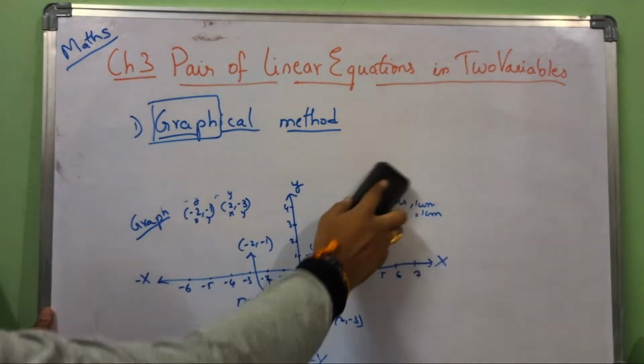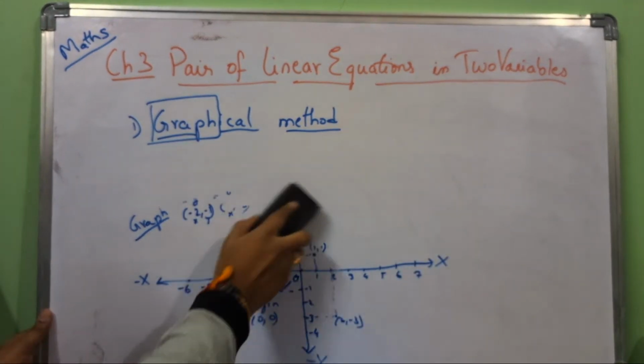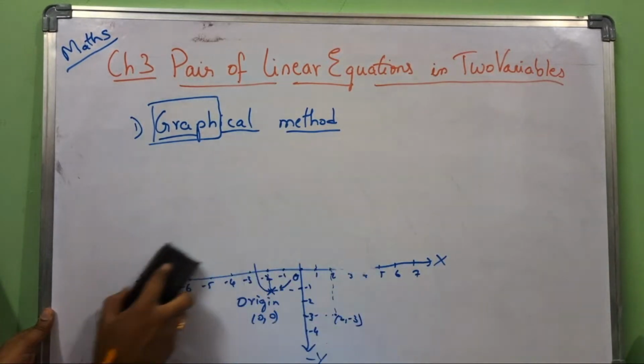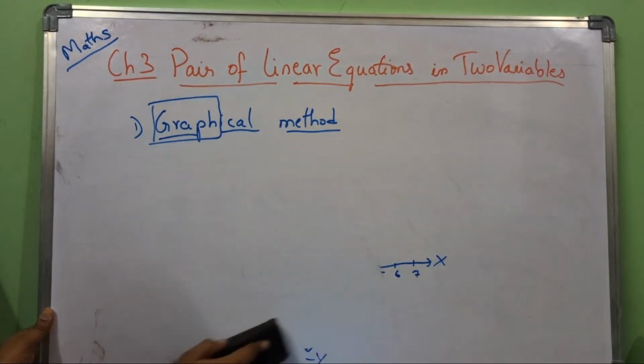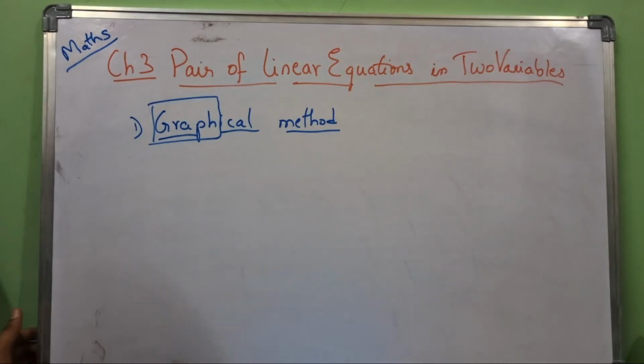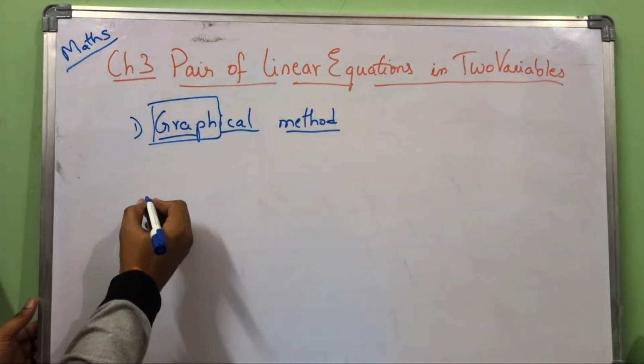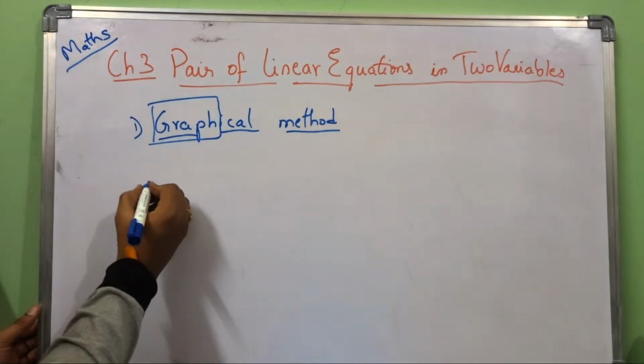Hope you understood what the graph sheet is and how we can mark the points. So now I am going to solve a pair of equations using the graphical method. Before that, we'll understand how the solutions can be formed, like if the lines are intersecting or parallel. We have a total of 3 conditions.